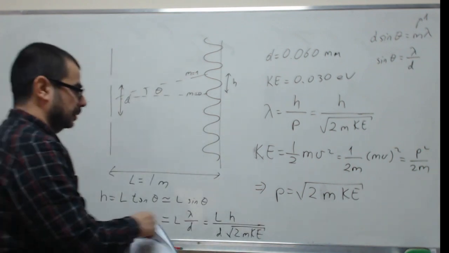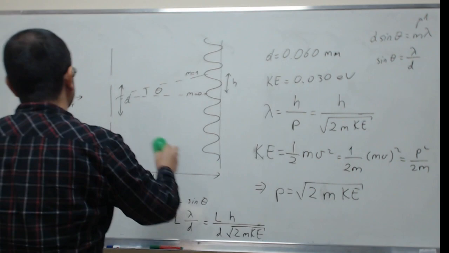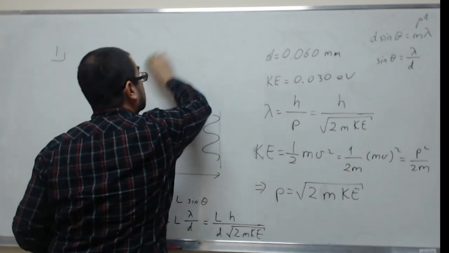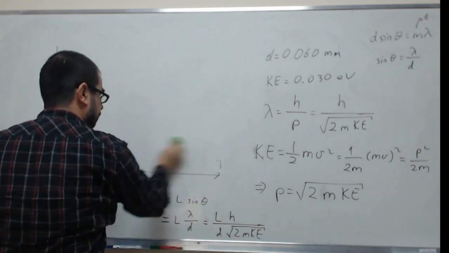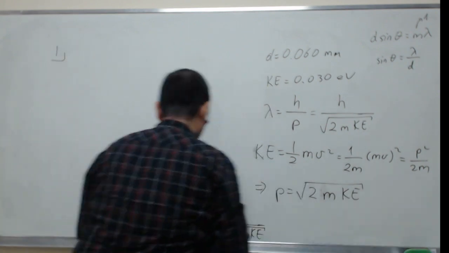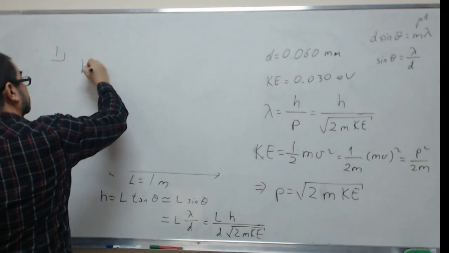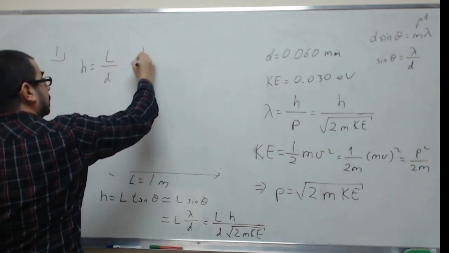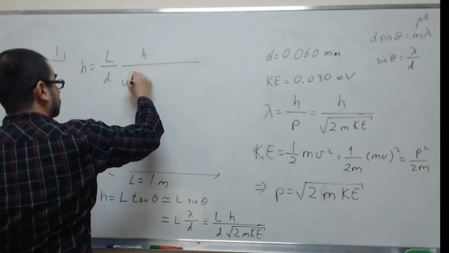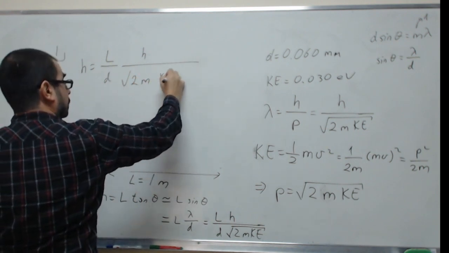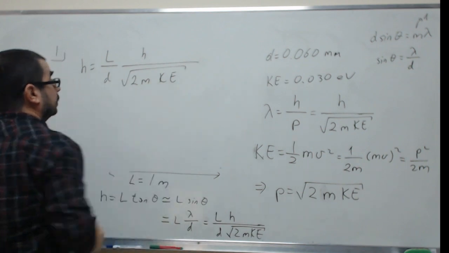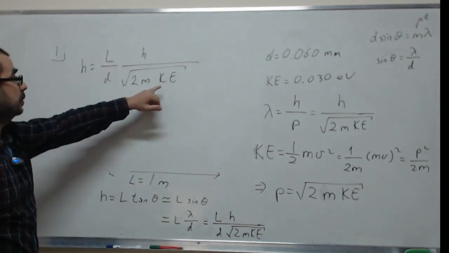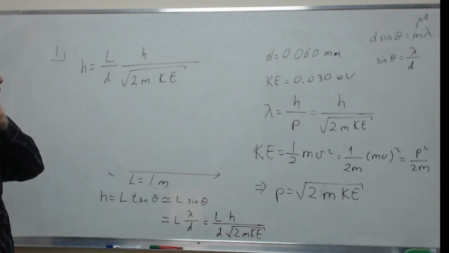And let me erase this so I can show you how to simplify the algebra a little bit. So H, the number you're seeking, is L by d, h over the square root of 2m Ke. Now it looks like you need to look up the value of h, the value of m, convert this to perhaps joules and so on and so forth.